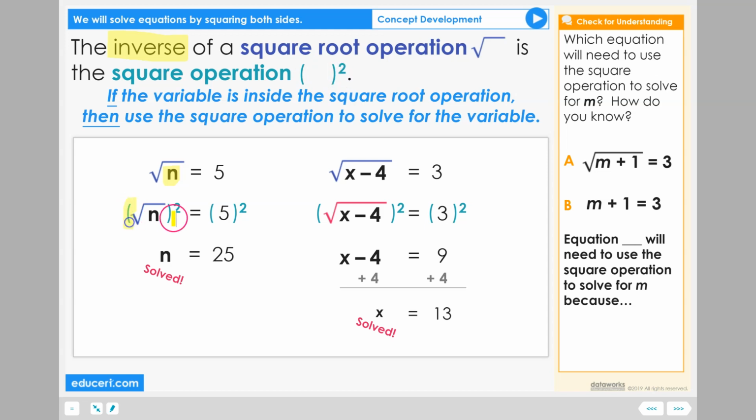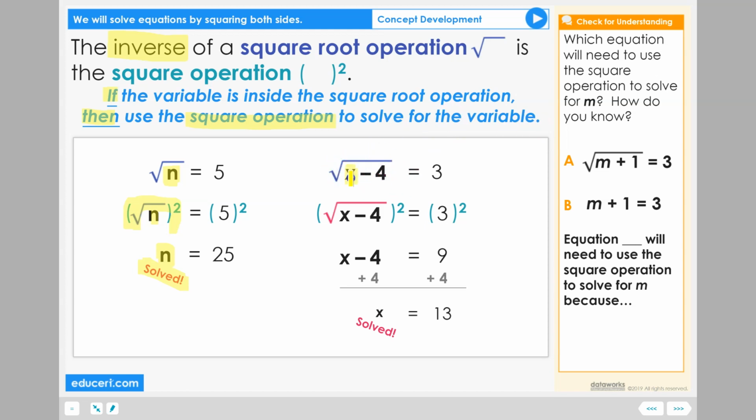So you can see here that if you square a square root, then whatever was inside the square root gets to come out all alone. And if it was just a variable to begin with, then you're solved already. Here is our if-then statement. Let's read. If the variable is inside the square root operation, then use the square operation to solve for the variable. Let's take a look at another example.